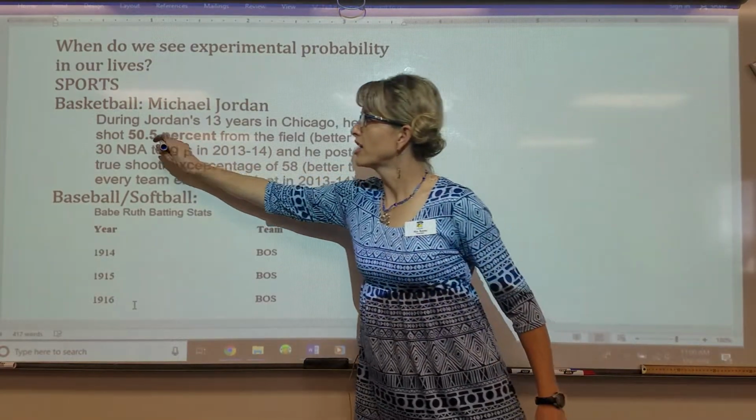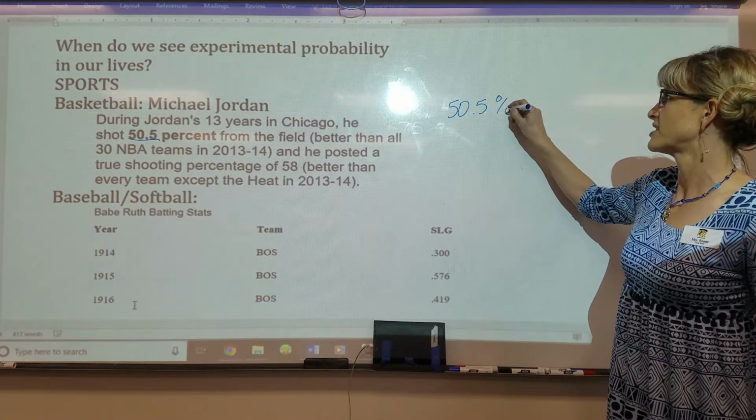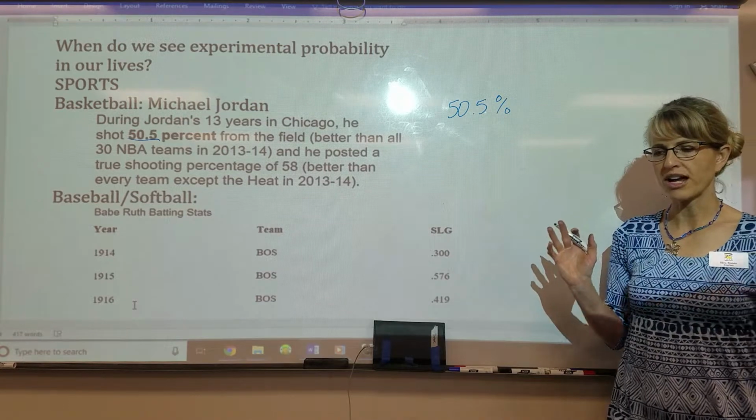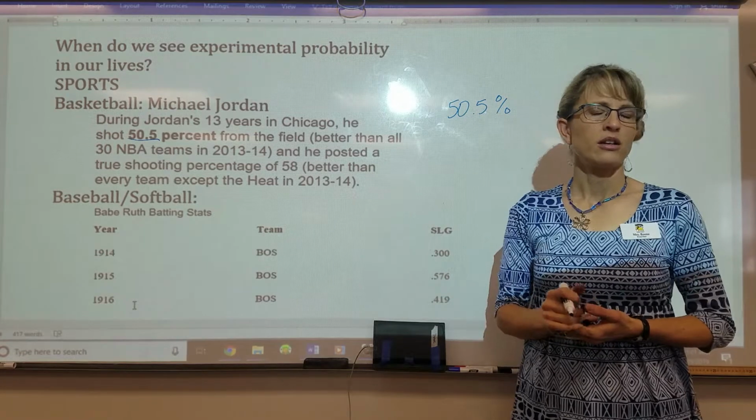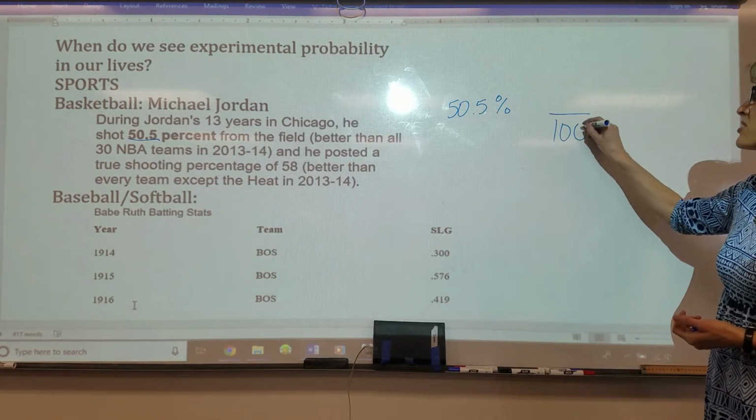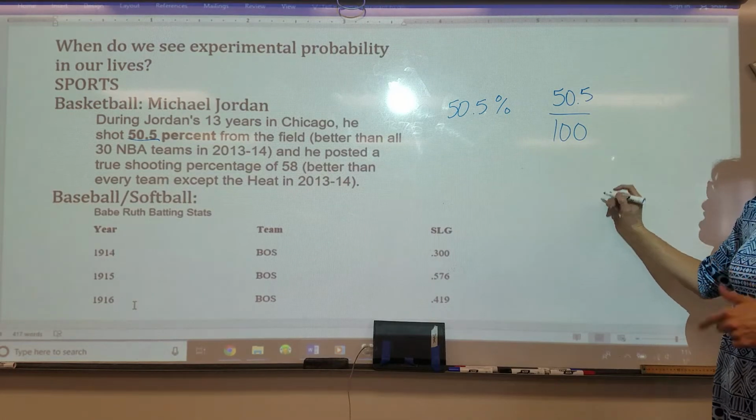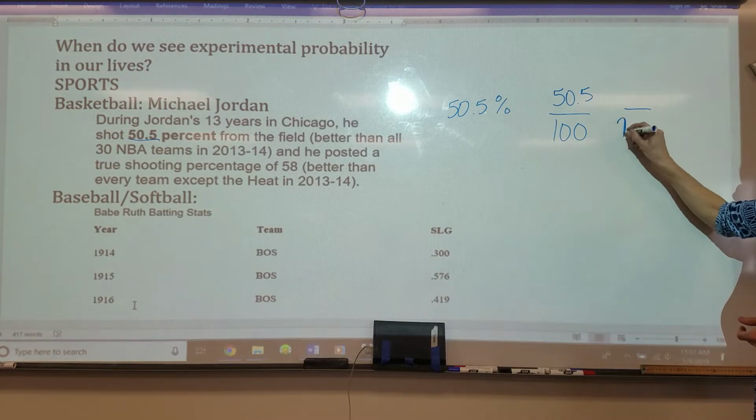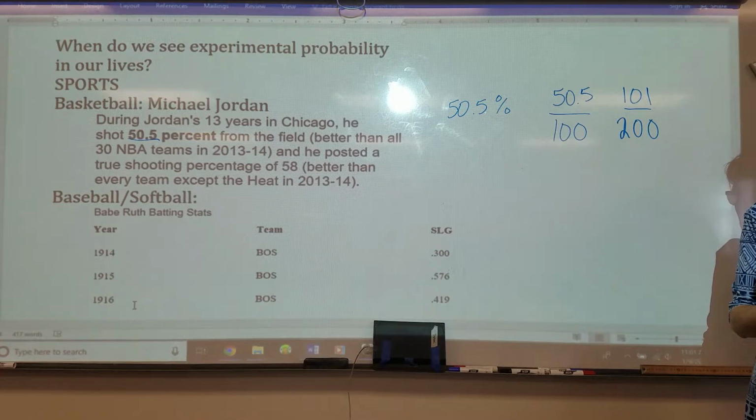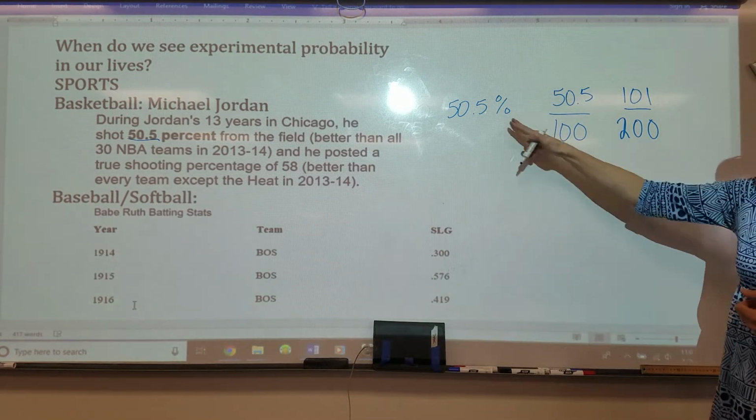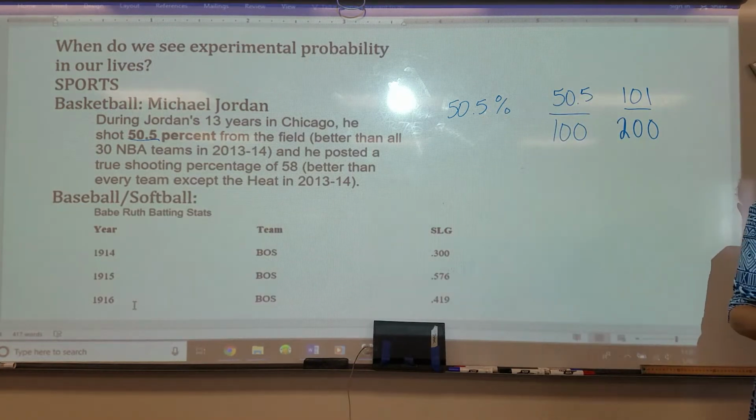So I would say, looking at this percentage, if he could shoot 50.5%, that would mean if he went right now to shoot a shot, he'd have a 50.5% chance of making that shot. If he shot 100 times, he should make 50.5 of those shots, which you can't really do, you can't make half a shot. So we could say out of 200 attempts, he could make 101 of those shots. I could take any number of shots and use that experimental probability to predict what he will shoot the next time he has a turn to shoot.